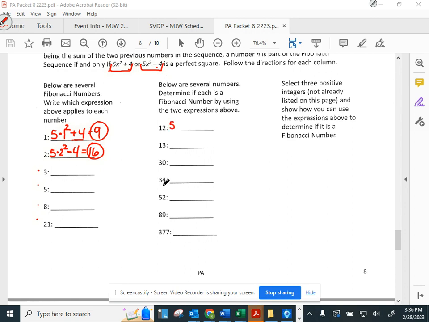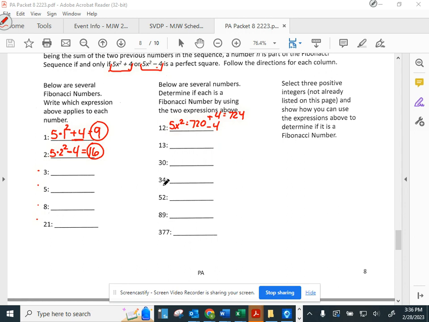Here's how it works. We know we're going to do 5x squared. So I'm going to put 12 in. 12 squared is 144, times 5, and I get 720. So that equals 720, and I need to add 4 or subtract 4 to see if I get a perfect square. So 720 plus 4 is 724.